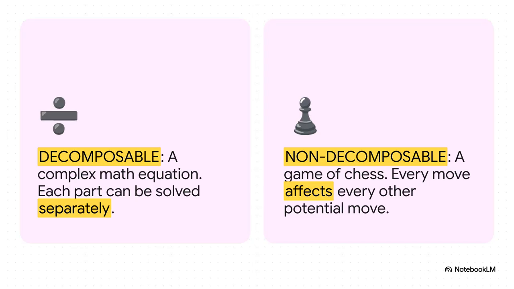A complex math equation? That's a perfect example of a decomposable problem. You solve what's in the parentheses, then you do the exponents, and you work your way through. But a game of chess? Absolutely not. Every single move you make, whether it's a tiny pawn or your powerful queen, it instantly changes the entire strategic landscape of the board. All the pieces are totally interconnected.